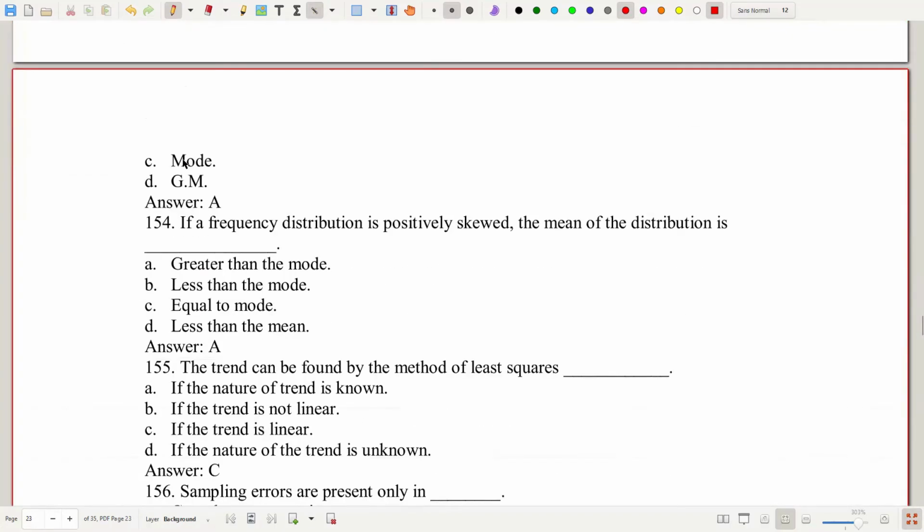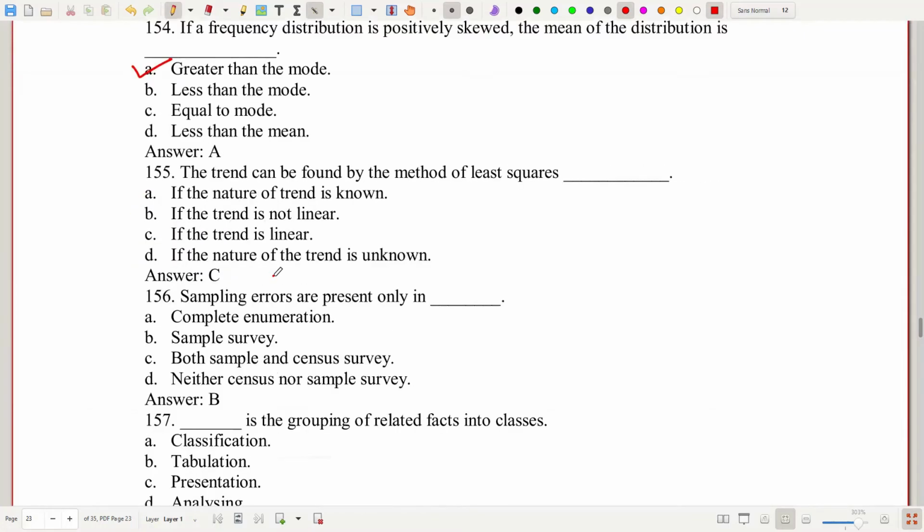If a frequency distribution is positively skewed, the mean of the distribution is dash. That means the greater than the mode or less than the mode or equal to mode or less than the mean. But that answer is greater than the mode. If a frequency distribution is positively skewed, the mean of the distribution is greater than the mode. The trend can be found by the method of least squares if the trend is linear. Sampling errors are present only in sample survey.